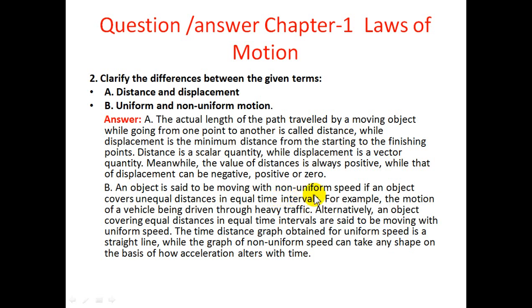An object is said to be moving with a non-uniform speed if an object covers unequal distance in equal time intervals, for example, the motion of a vehicle being driven through heavy traffic. Alternatively, an object covering equal distance in equal time intervals is said to be moving with a uniform speed. The distance-time graph obtained for uniform speed is always a straight line, while the graph of non-uniform speed can take any shape on the basis of how acceleration alters with time.